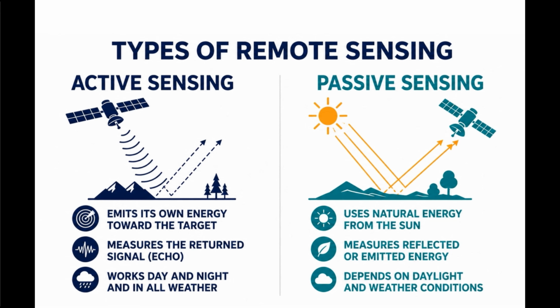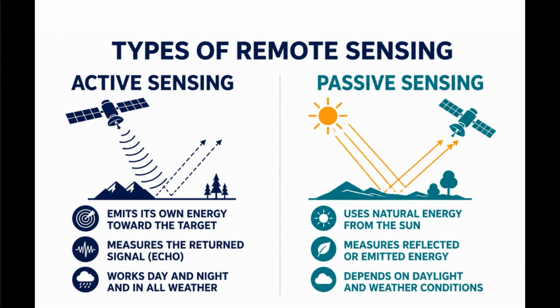On the other hand, we have passive remote sensing. Passive remote sensing does not emit its own energy, unlike active remote sensing. It uses the energy from another source, and in many cases, it uses the natural energy from the sun. It measures reflected or emitted energy, and it oftentimes depends on daylight and weather conditions.